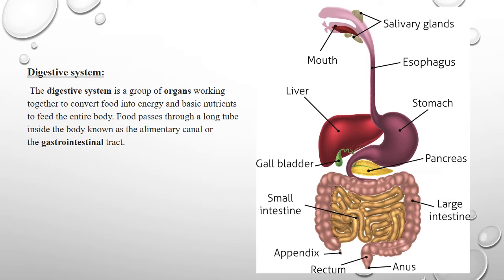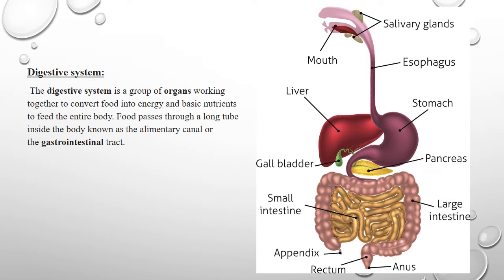And now the question arises of undigested food, where it goes. The undigested food enters the large intestine. It is wider than the small intestine. Excess water and salt are absorbed in the large intestine, and undigested waste is passed out of the body through the anus.